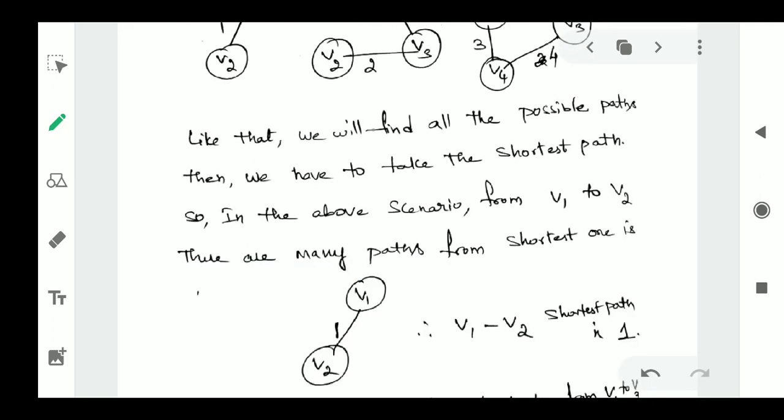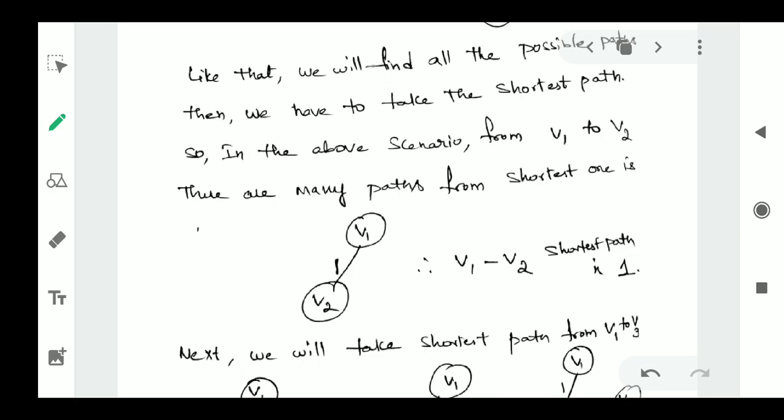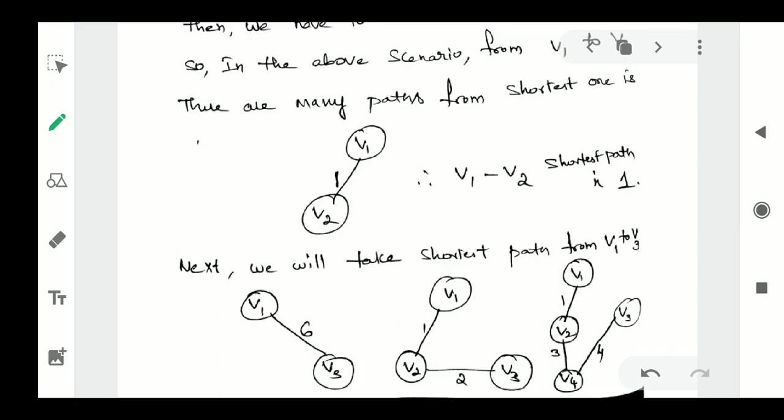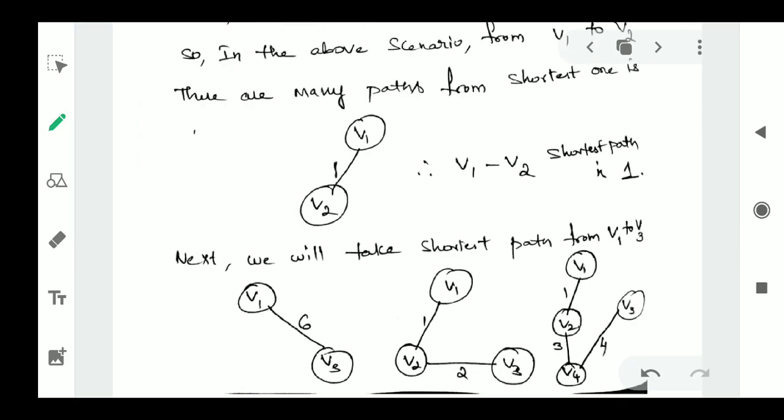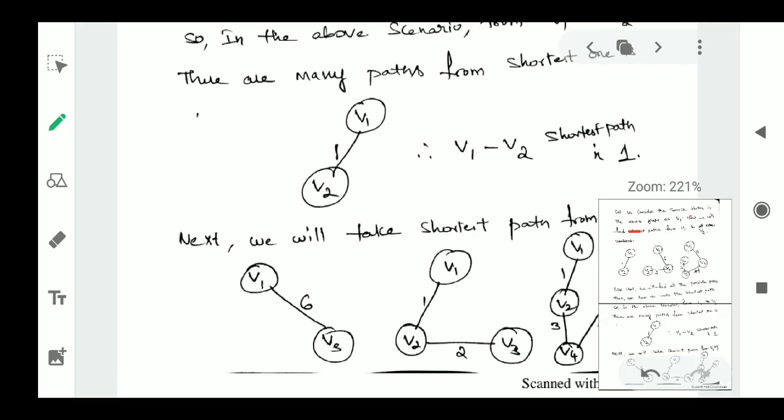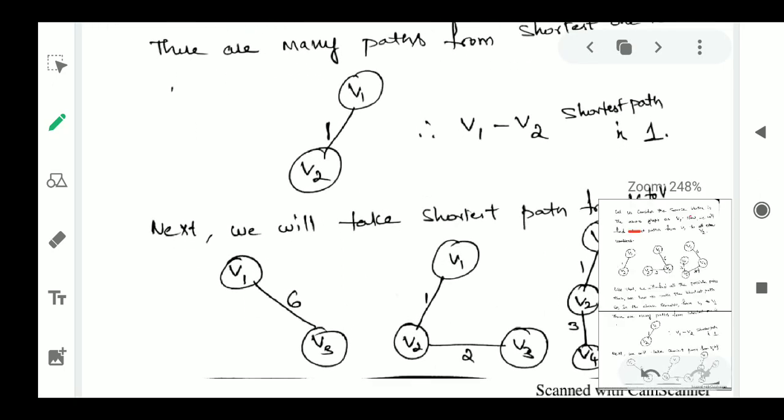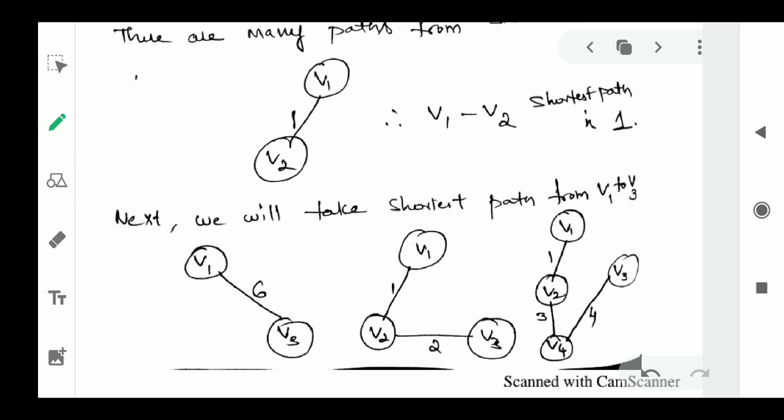Like that we will find out the shortest paths from the source vertex to all the vertices. And here we have concluded that the shortest path from V1 to V2 is 1. Let us take another shortest path, from V1 to V3. The possible paths are: one is 6, another is 3, another is 4 plus 3 plus 1, 8. So which one is better? This one is the shortest path, and the remaining are not.